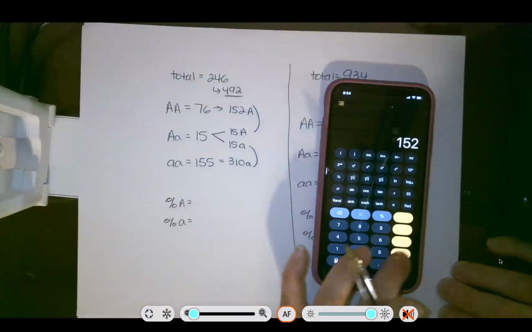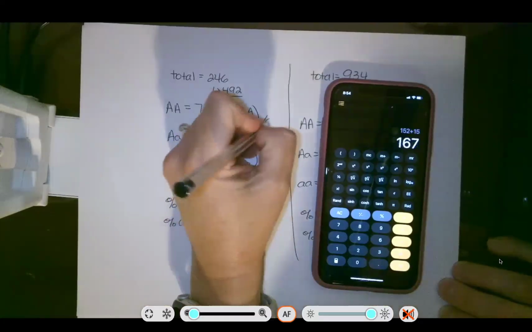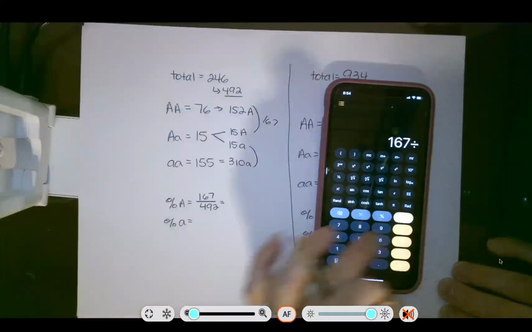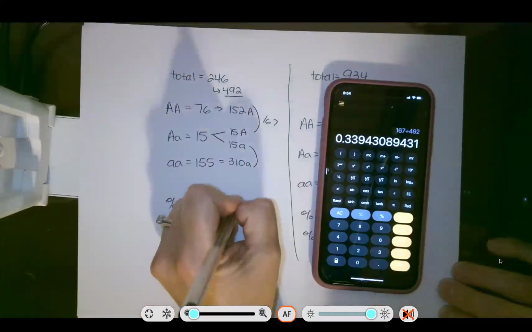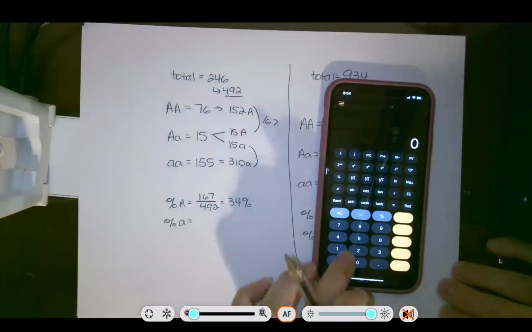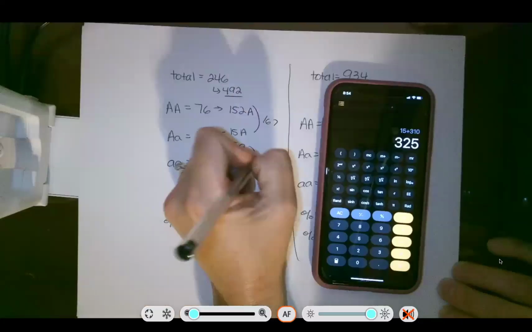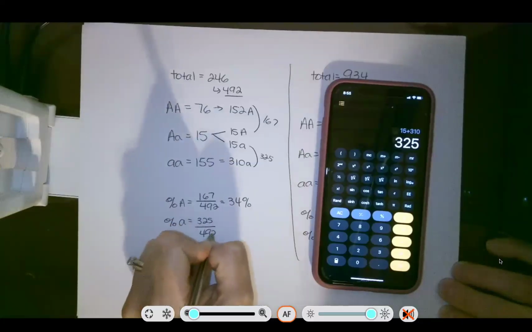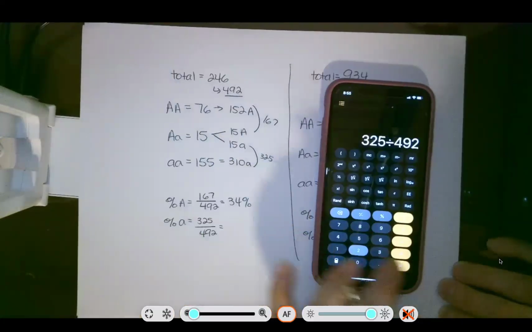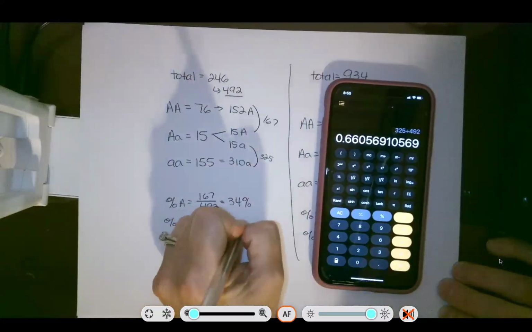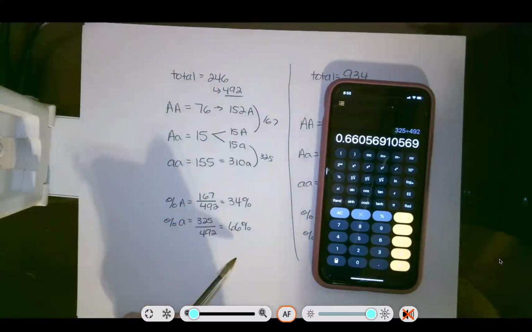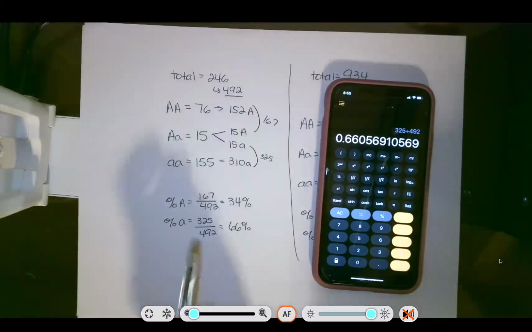So 152 plus 15, that is 167. That's the part over the 492, the whole. That is 34%. And then 15 plus 310 is 325. You don't have to write these numbers up here. I don't know why I am. I don't think I do that every time. And that is going to be 492, 66%. And you can kind of double check. I didn't say this with the other ones, but these two numbers should add up to 100%, or depending on rounding, maybe 101 or 99, but it should be really close. And that does. So we know that we did our math right.